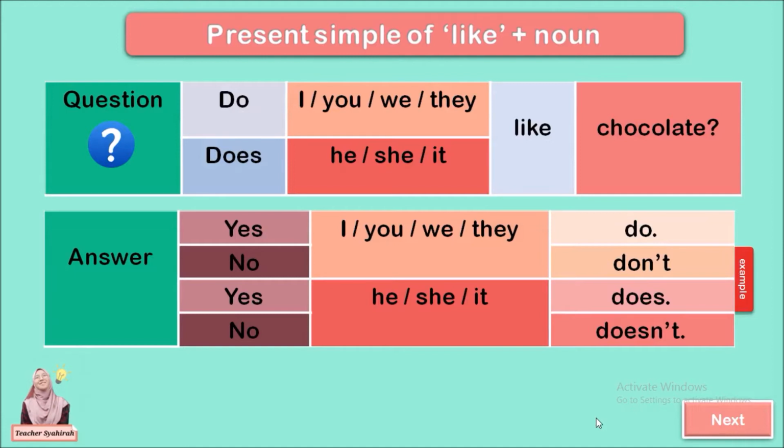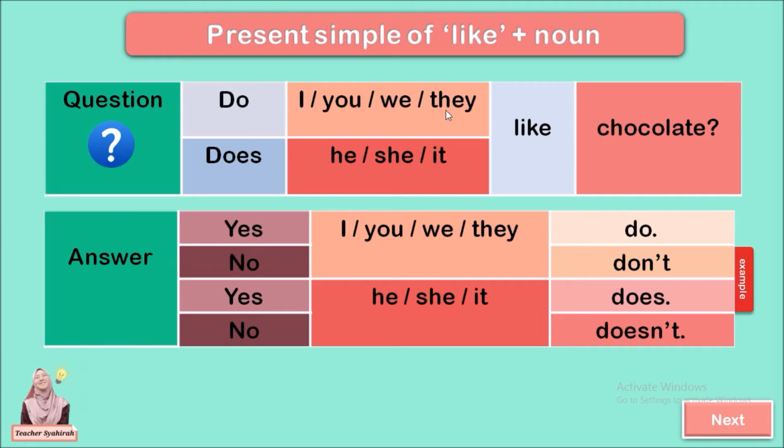Now, we already look at the positive and negative table. Now we look at the question. Tadi kita tengok statement, sekarang kita tengok soalan. So, macam mana awak nak tanya orang tu suka atau tidak? This one. Question, read with me. Do I like chocolate? Do you like chocolate? Do we like chocolate? Do they like chocolate?